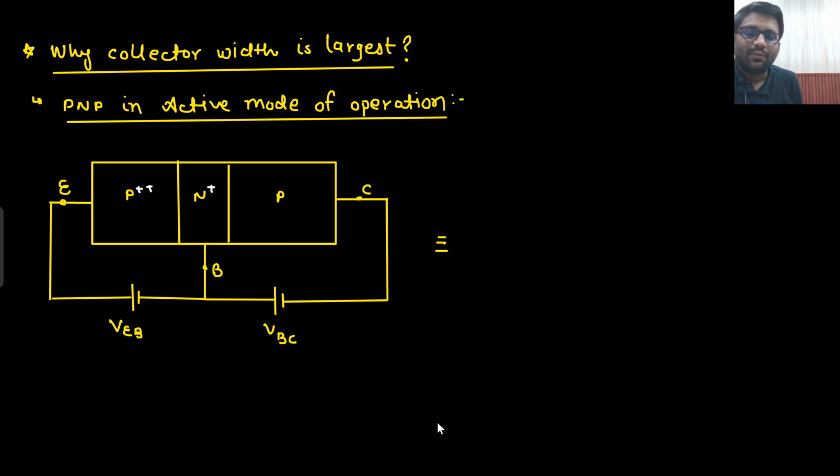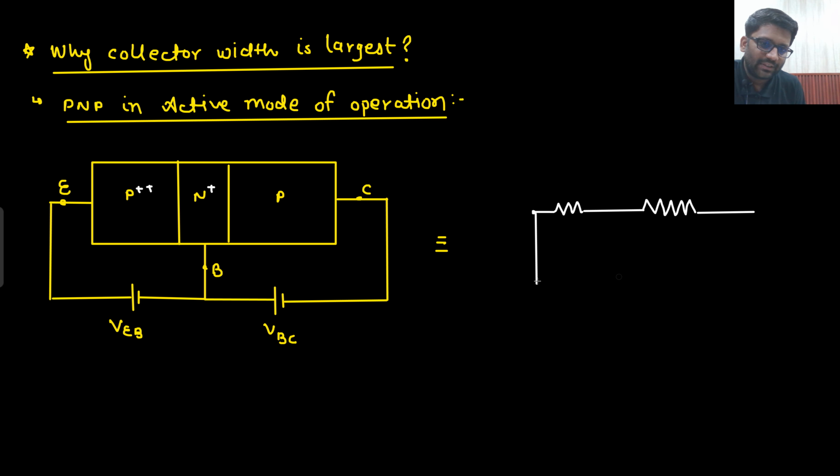So let's just see what will happen if this is forward bias and this is reverse bias. So this particular junction is forward biased, and you know that in forward bias there will be less resistance, right? So let me show the less resistance by this. And this particular junction is reverse biased, and you know that in reverse bias there will be more resistance. Say yes or no?